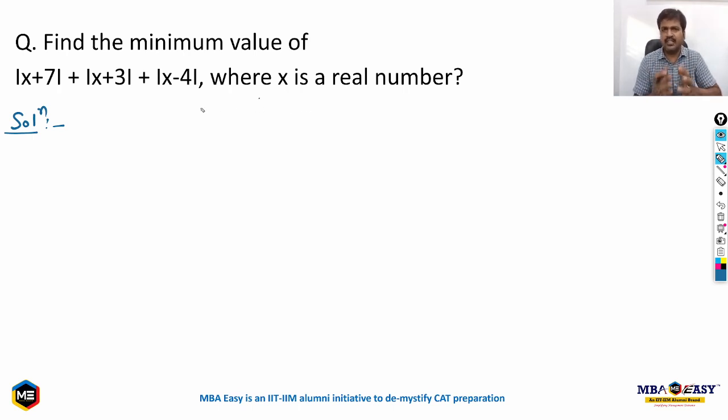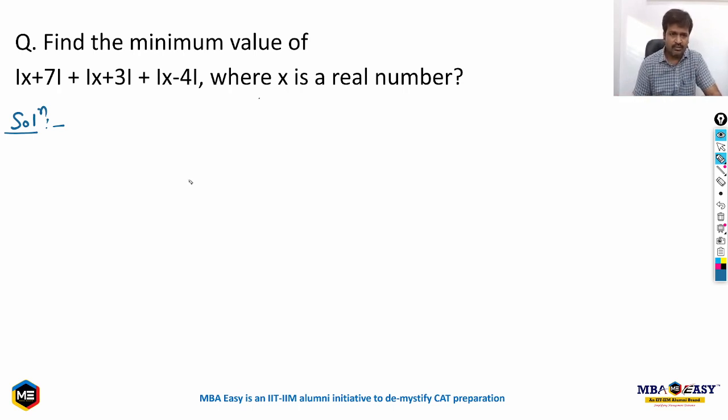Now, there are two ways to solve this question. One is the algebraic method, which is the conventional one, and the other method is where we make use of the graph. We plot the numbers and try to find out what mod of x plus 7 means, what mod of x plus 3 means, and then figure out the minimum value. So we'll look at the second method, which is the more fun way of solving this question, by drawing a diagram corresponding to the modulus.